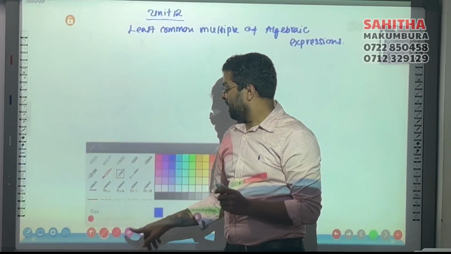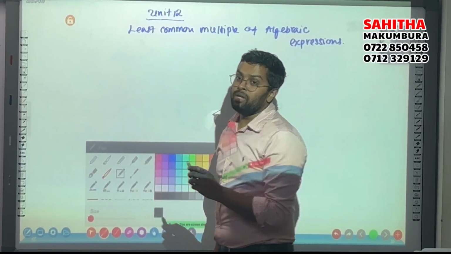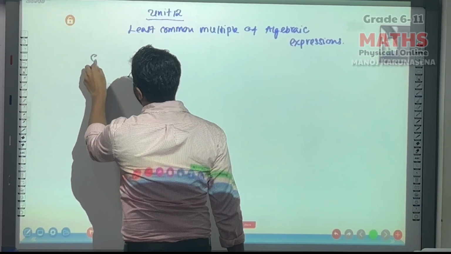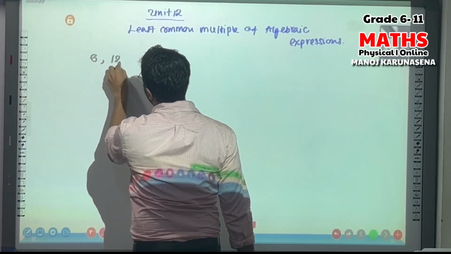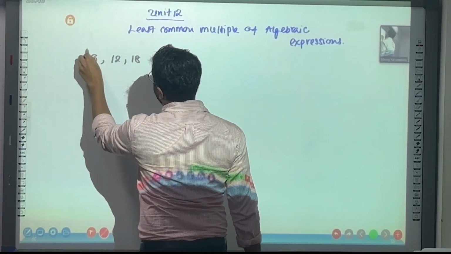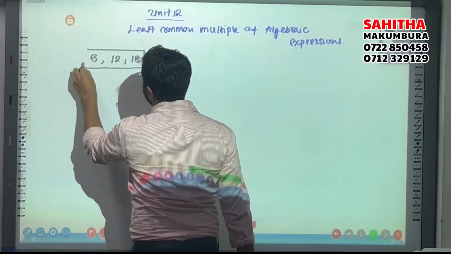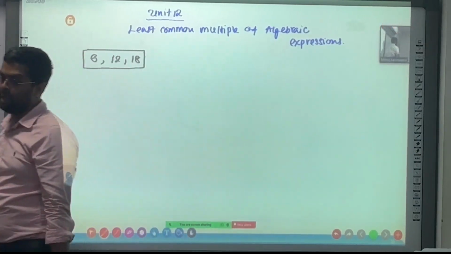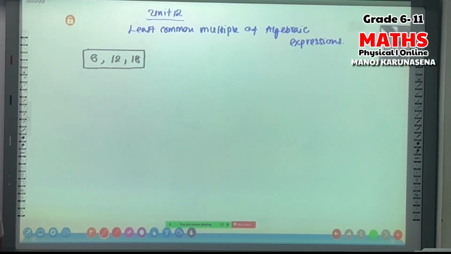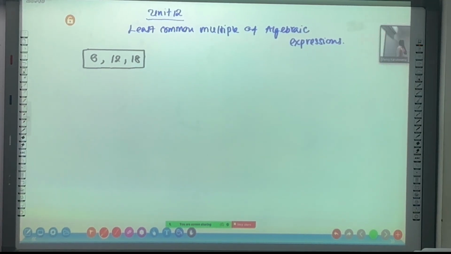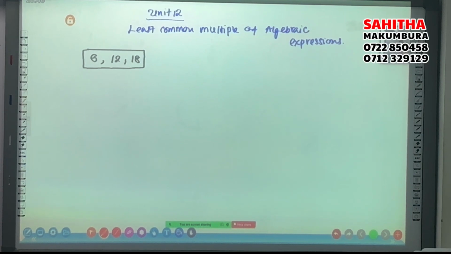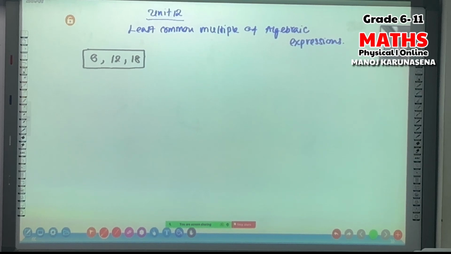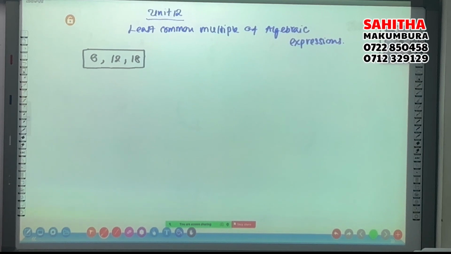Alright. Let me consider three numbers. Today, let's consider 6, 12, and 18. I want to find the least common multiple of these three numbers. We actually have four methods to get the least common multiple of given numbers when it comes to grade 10 algebraic expressions. Let me tell you the first method.